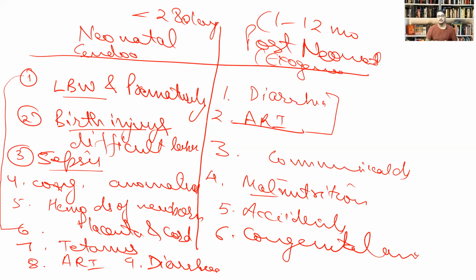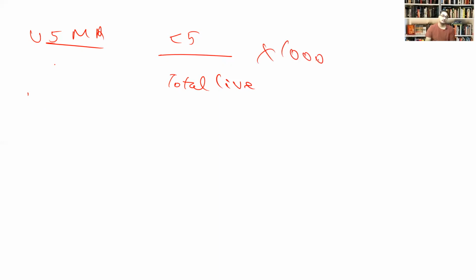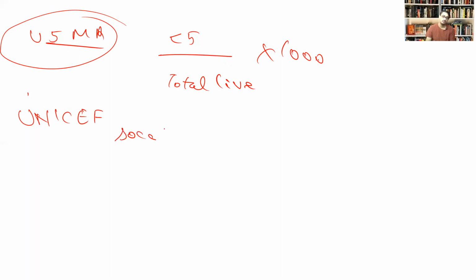So we have to just think what are the endogenous causes and what are the exogenous causes, and accordingly we can make the list under this. So let's move on to the next one. Under 5 mortality rate: children less than 5 years of age divided by total live births into 1,000. Here we have to know that this under 5 mortality rate has been given a special emphasis by UNICEF, and it is considered the best single indicator of social development compared to gross national income, GNP per capita.